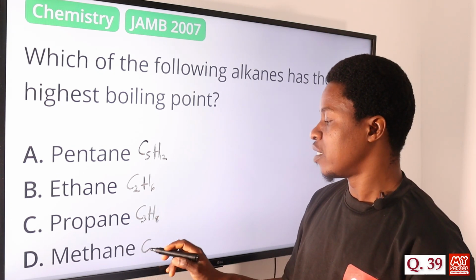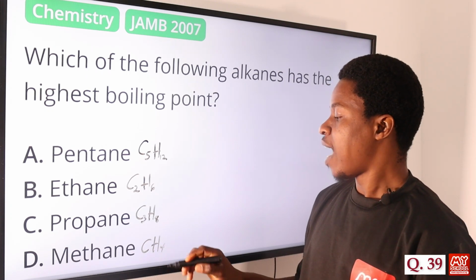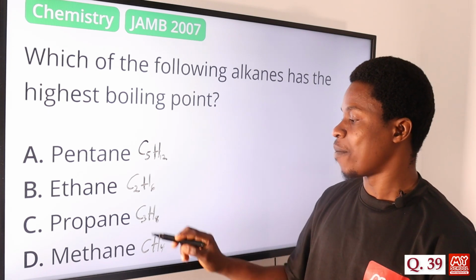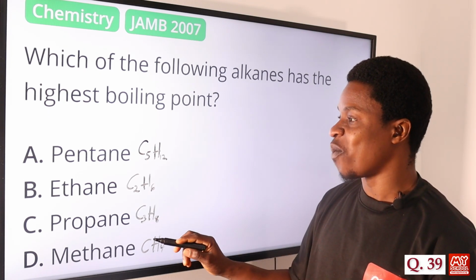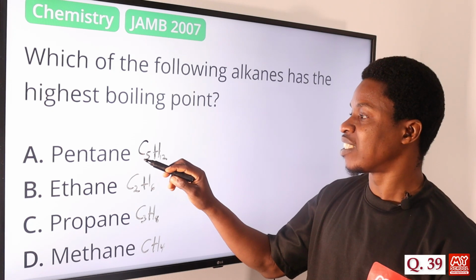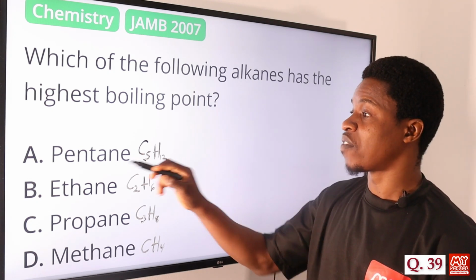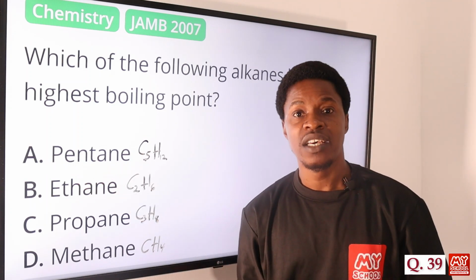And then we have methane, CH4. Among all of these ones now, this one has 5 carbon atoms, 2 carbon atoms, 3 carbon atoms, 1 carbon atom. Which means that the one that has the highest number of carbon atoms has the highest what? Boiling point. So as a result of that, the correct answer is option A.